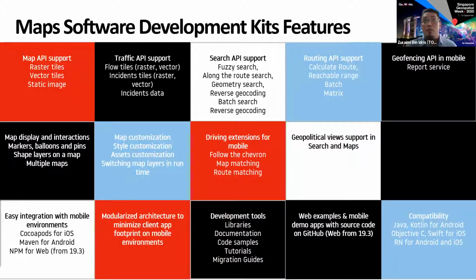Search API support, driving extensions for mobile and development tools, libraries, documentation, code sample, tutorials, migration guides. And we have routing API support, geopolitical views, support in search and maps, and there's web example and mobile demos with source code. Geofencing API in mobile report service, and its compatibility with Java, Kotlin for Android, Objective-C, Swift for iOS, RN for Android and iOS.